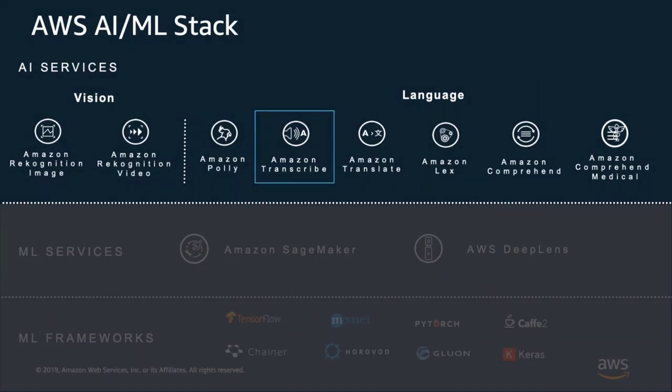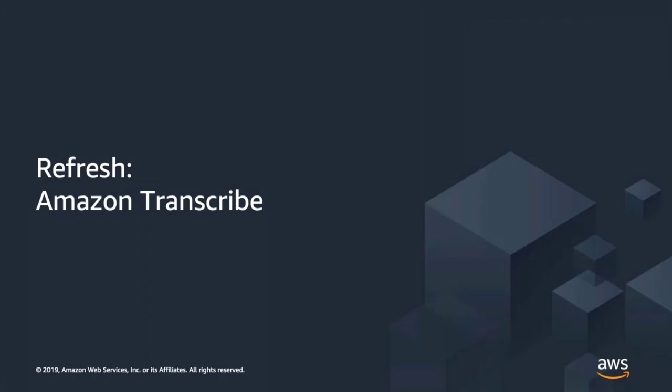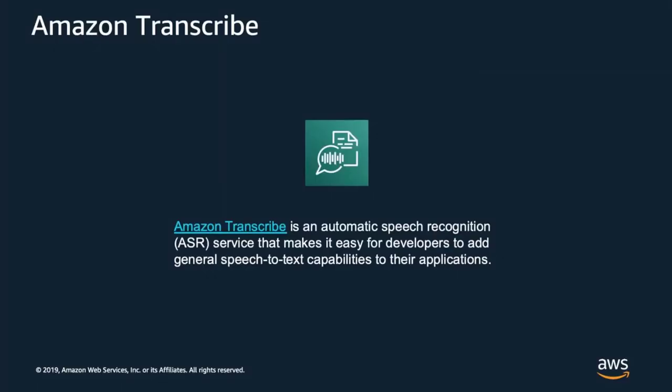What I really want to focus on talking about for now is Amazon Transcribe. And again, you can see here, Amazon Transcribe lives at this top layer within the AI language services group. Amazon Transcribe was actually launched almost 2 years ago, and I'll give a quick refresher. The service is an automatic speech recognition service, or ASR for short. The whole purpose of it is to make it super easy for developers to add general speech-to-text capabilities to your applications.